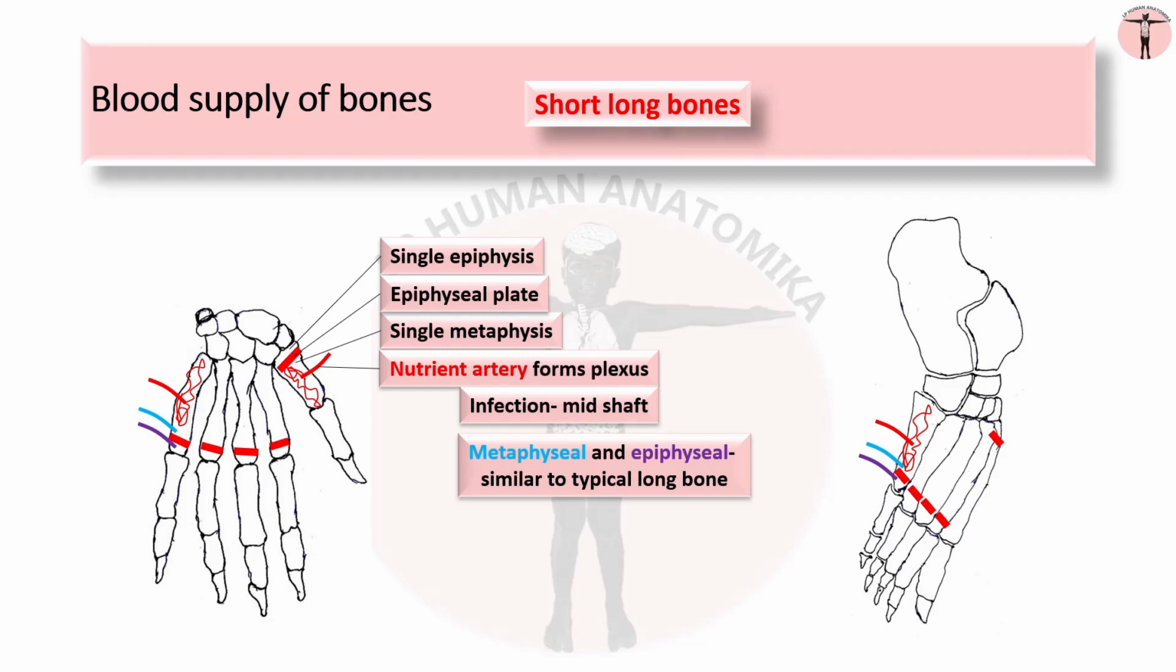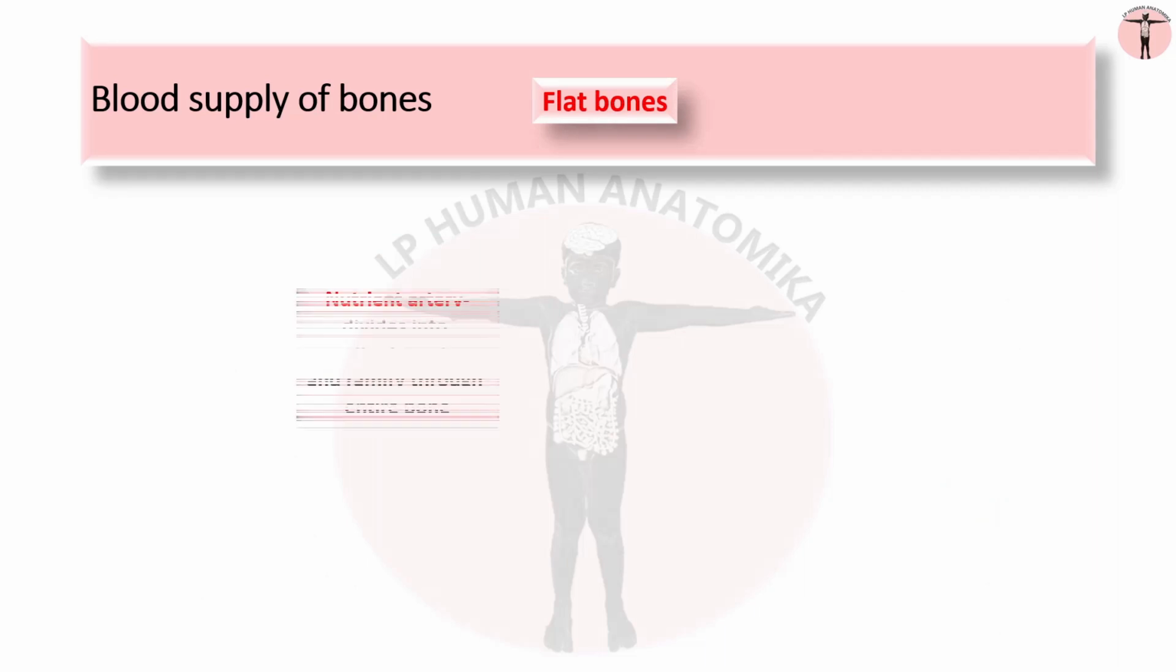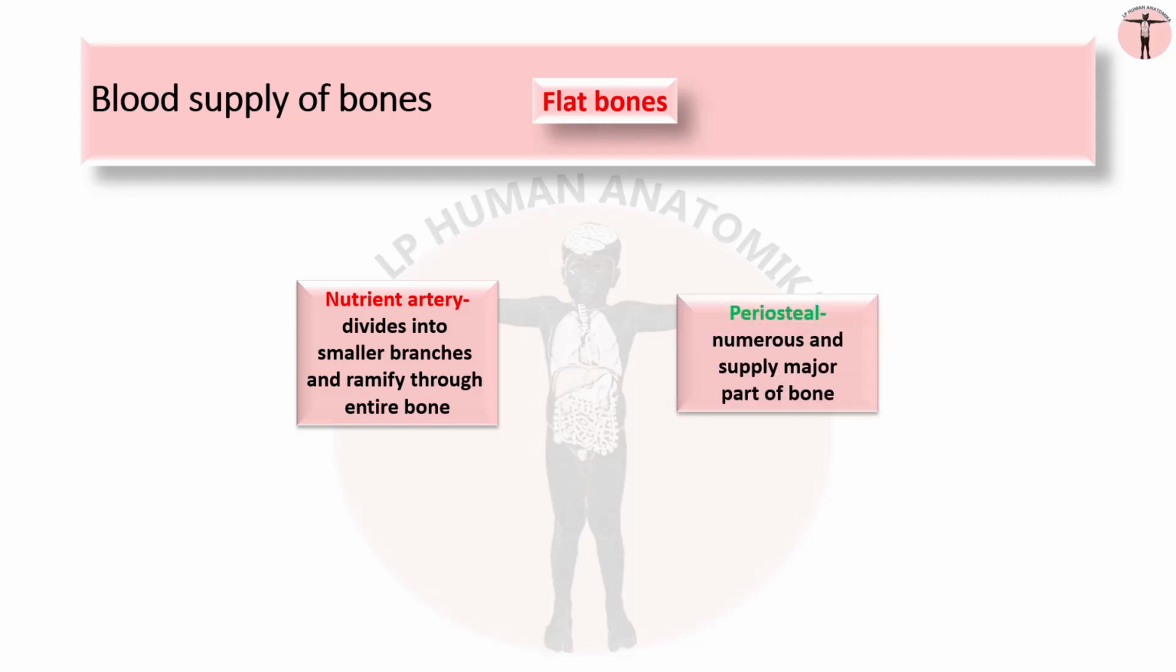Epiphyseal and juxtaepiphyseal vessels. There is one set of epiphyseal and metaphyseal or juxtaepiphyseal vessels since the epiphysis is present on one end of the bone only. These supply the epiphyseal end of the bone similar to typical long bones. Periosteal vessels. In adults, periosteal vessels supply the major part of the bone and replace the nutrient vessel. Hence, infection of short long bones is less frequent in adults. Blood supply to flat bones. The nutrient artery pierces the compact part of the flat bones and subdivides into smaller branches which ramify through the entire bone. Periosteal vessels are numerous and provide a major share in the nutrition of the bone.